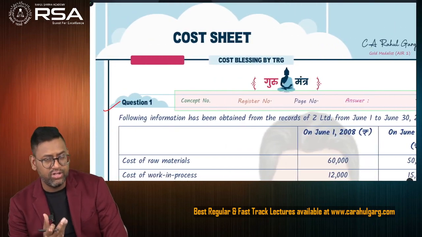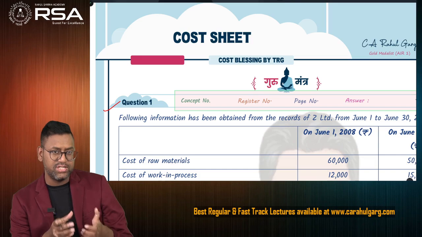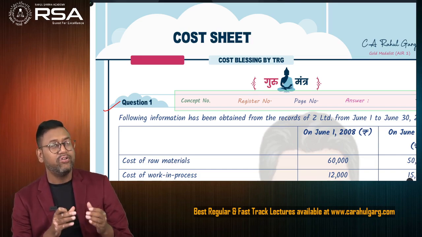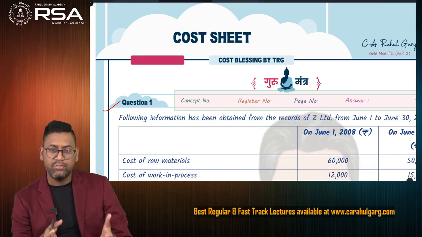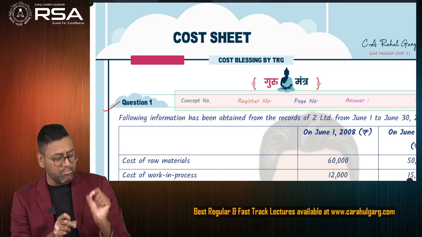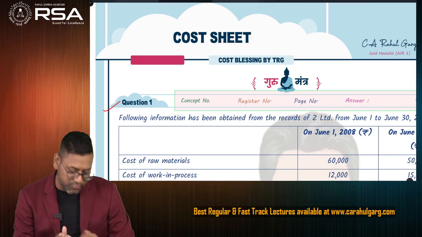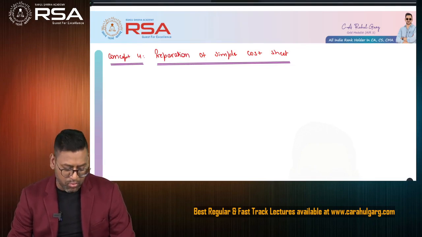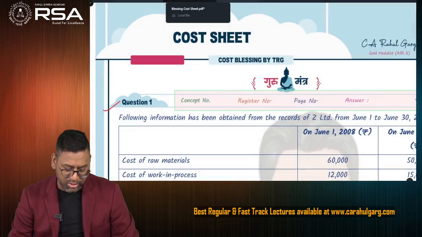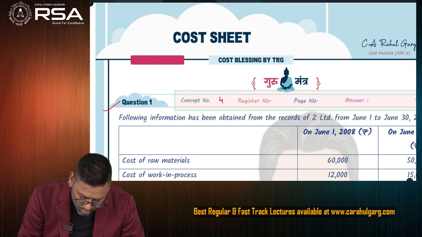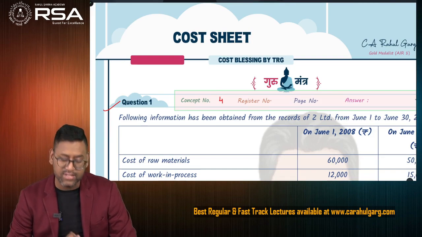So when we come over here, first of all the concept number, because as I told you in the very first lecture, my methodology of teaching is to break the entire chapter into various small concepts, and not to go in a haphazard manner, but to categorically, systematically assign a number to each and every concept. For example, as of now we wrote over here concept number 4, preparation of simple cost sheet, and this is question number 1 which belongs to this concept. So what will you do? You will write down 4 against this.